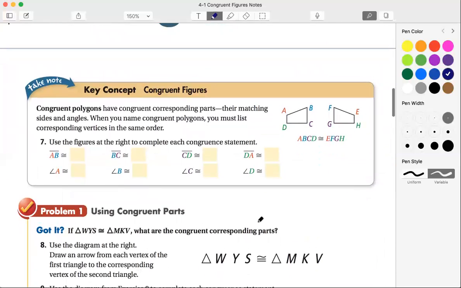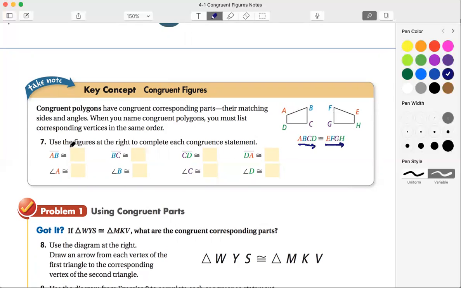All right, so key concept, congruent figures. Congruent polygons have congruent corresponding parts. They're matching sides and angles. When you name congruent polygons, you must list corresponding vertices in the same order. So in the figures over here to the right, we have two polygons. We have polygon ABCD, and we say it's congruent to polygon EFGH. Notice the way we named them goes in the same order.